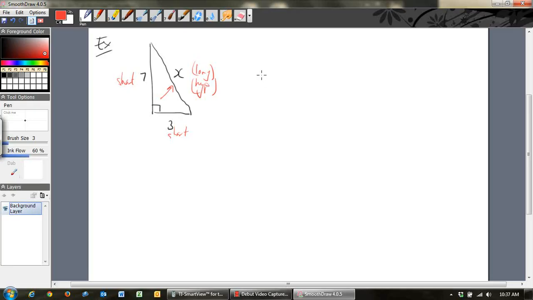So using that shortcut I told you, if we're trying to find a long side, remember that long is equal to the square root of short squared plus short squared. So x is equal to the square root of one of the short sides squared, it doesn't matter which order you do it in, 3 squared plus the other one squared, so 3 squared plus 7 squared.